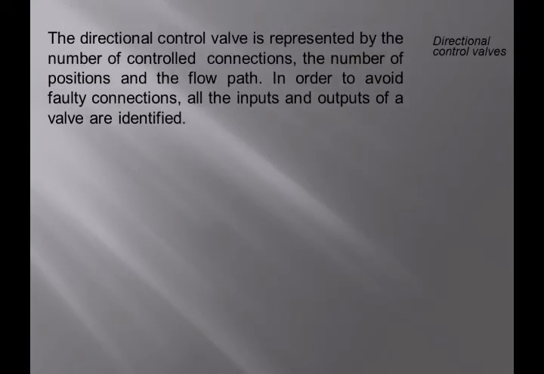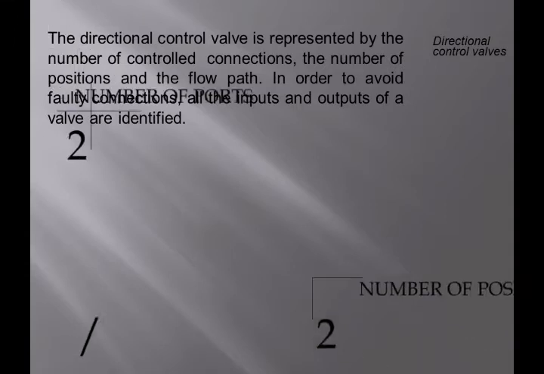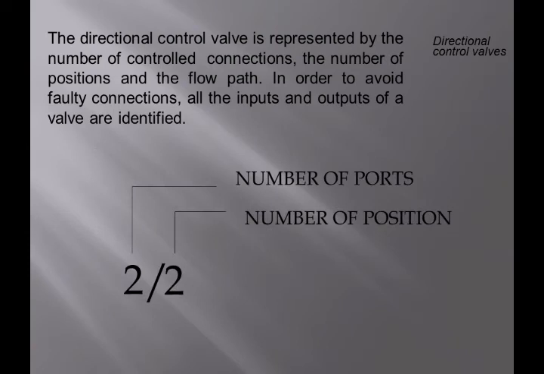The directional control valve is represented by the number of controlled connections and the number of positions in the flow path. In order to avoid faulty connections, all the inputs and outputs of a valve are identified. The digit on the left is the number of ports, and the other one is the number of positions.